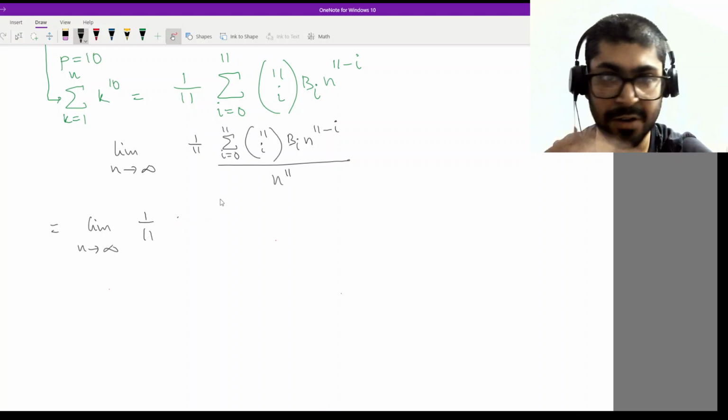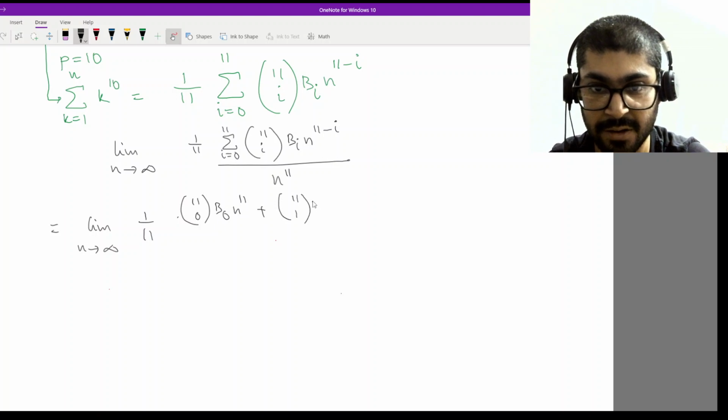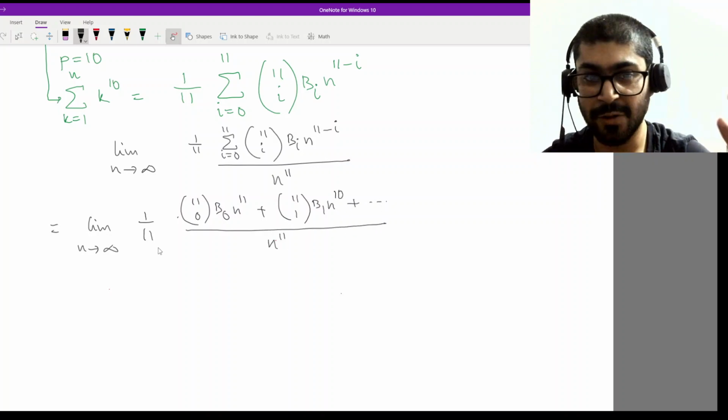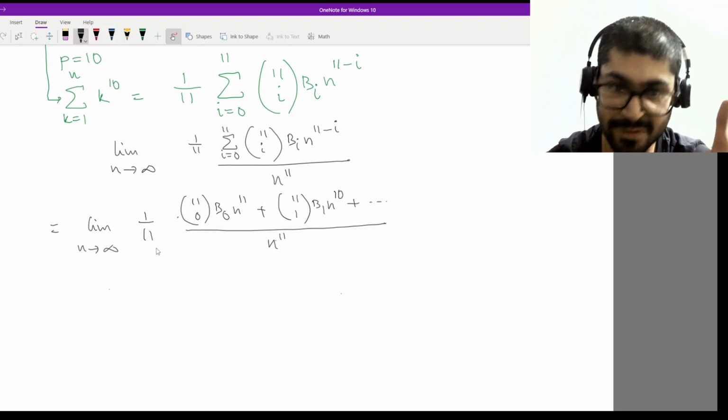let us put i equal to 0. So 11 C0 b0 n to the power 11 plus 11 C1 b1 n to the power 10, and so on, this will go on. Okay, I have n to the power 11. Now you know that when n tends to infinity, the limit only evaluates to the coefficient of the leading term.